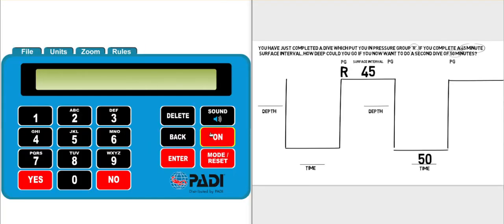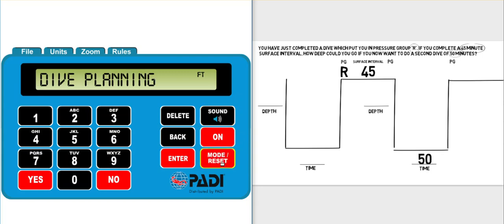I now need to get out my ERDPml and turn it on. I need to turn the sound off, and I need to decide what mode I should go into. Well, it's asking me how deep I could go, which might make you think, all right, maximum depth mode. We are, of course, going to have to use the maximum depth mode to answer this question. But before we can use the maximum depth mode, we need to know what pressure group we're going to be in at the beginning of this second dive. So in order to calculate that, we're firstly going to have to use the dive planning mode.